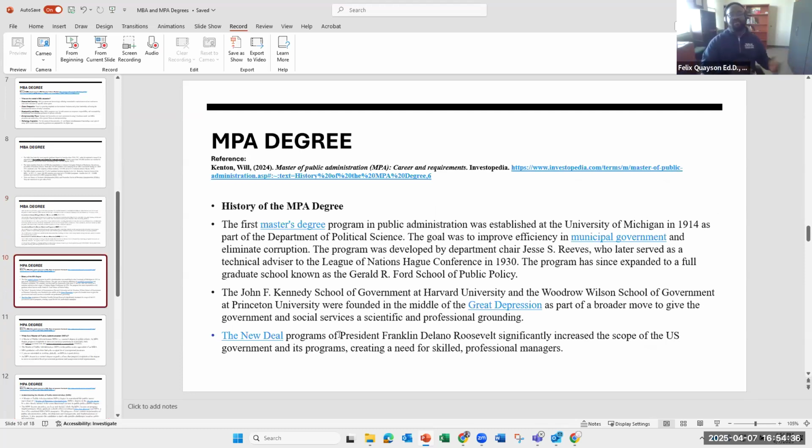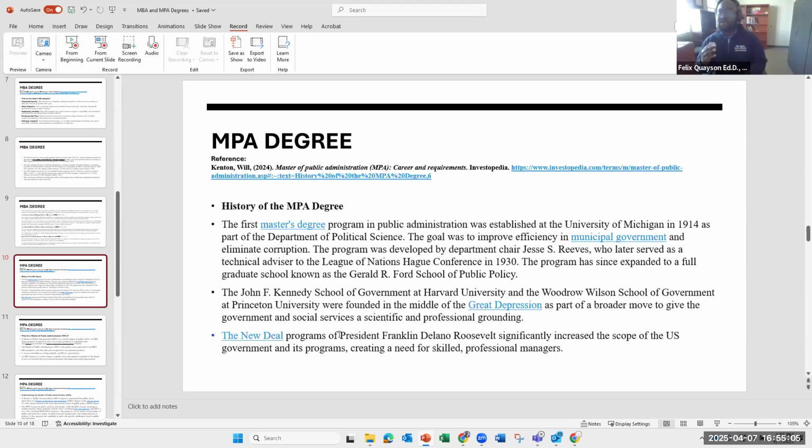Now let's move on to the MPA degree program. The MPA stands for the Master of Public Administration degree. Here's a little bit about the history of the MPA degree. The first master's degree program in public administration was really established at the University of Michigan in 1914 as part of the Department of Political Science. The goal was to improve efficiency in municipal government and to eliminate corruption.